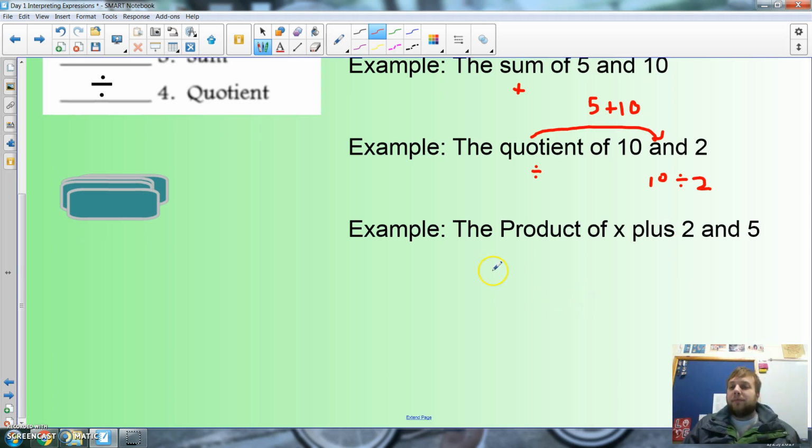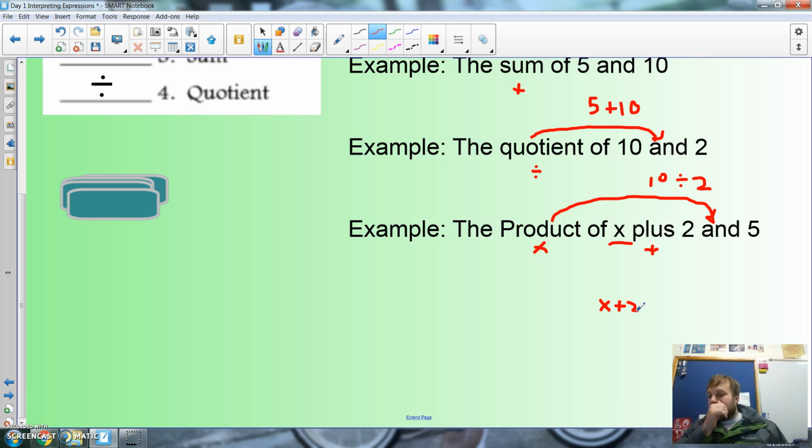Okay, here's the last one. The product of x. Ooh, that's a variable, isn't it? The product of x plus 2 and 5. Ooh, this is a little tricky. So, hold on here. The product goes to the "and." So it's the product of x plus 2. Well, plus means add. Product means multiply. So I actually want to go x plus 2.